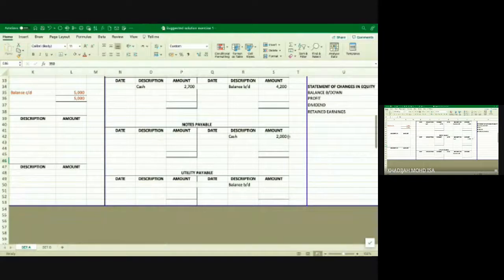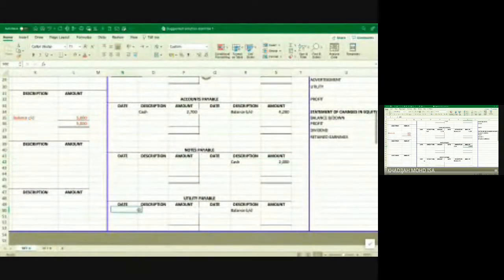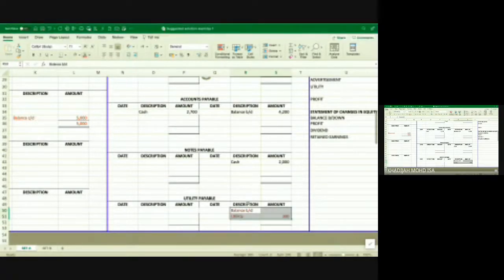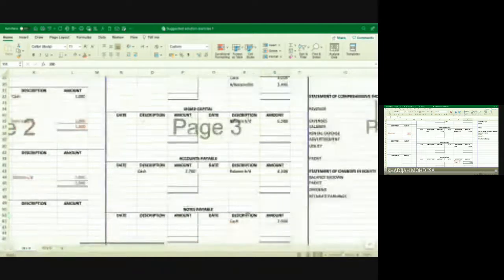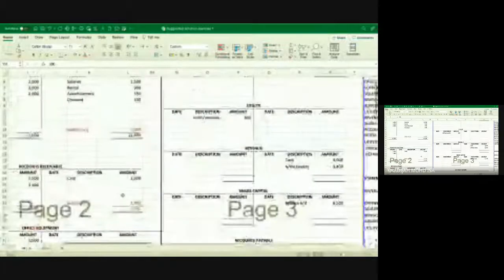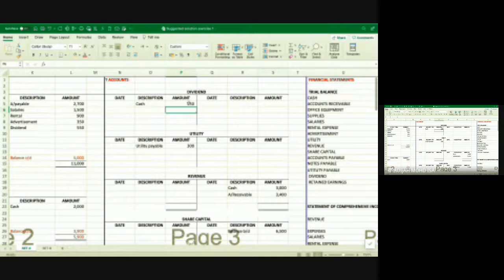Note payable, there's only one account, so you're going to have a balance here. Utility payable. You have balance here? You don't have any balance? Utility 300. Okay, so you close all the accounts accordingly. So for example, you receive dividend, there's no other, so this will be your closing figure. Utility will be closing figure.